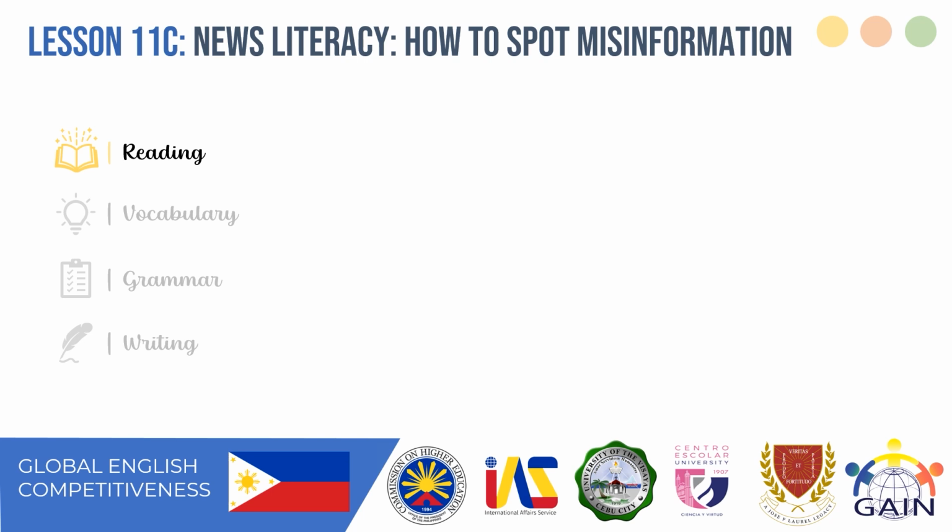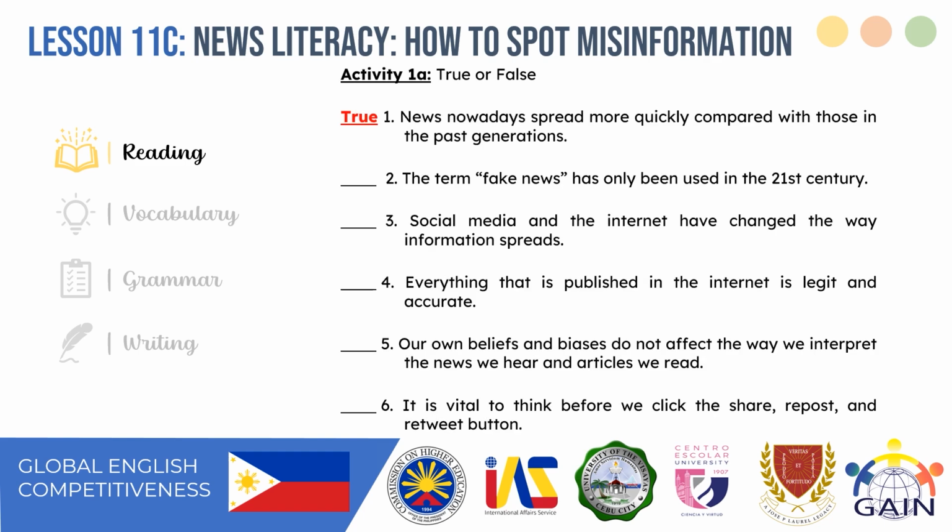Now that we've finished reading, let's test your comprehension through a set of activities. Time to grab your pen and paper. For the first activity, identify whether the following statements are true or false. Number 1 is already done for you. The first statement is true because with the advancement of technology and the internet, news dissemination has become significantly faster than in past generations, thanks to instant communication and social media platforms. You may now pause the video and answer the rest of the items.